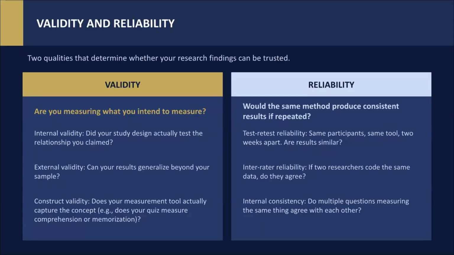And then reliability. Would the same method produce consistent results if repeated? Test-retest reliability: same participants, same tool, 2 weeks apart. Are results similar? And then inter-rater reliability: if two researchers code the same data, do they agree? And then internal consistency: do multiple questions measuring the same thing agree with each other?